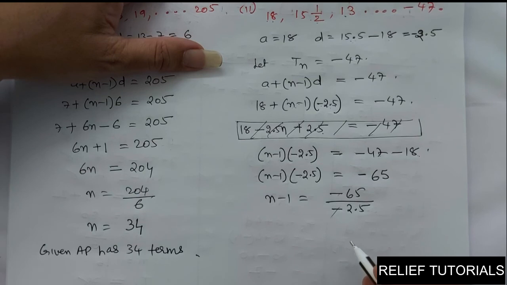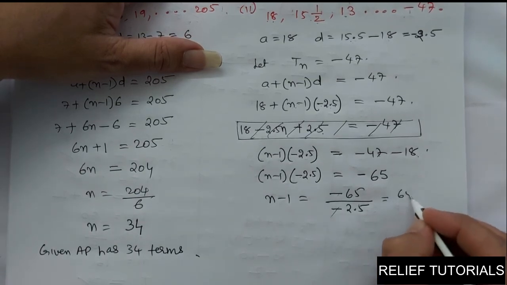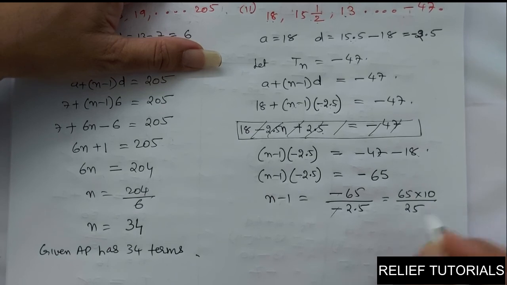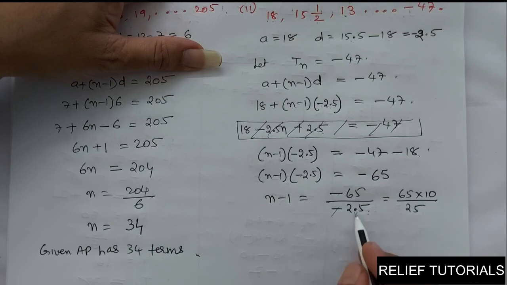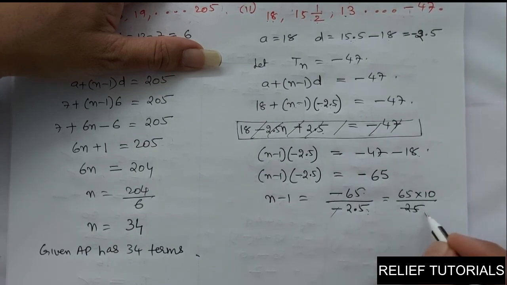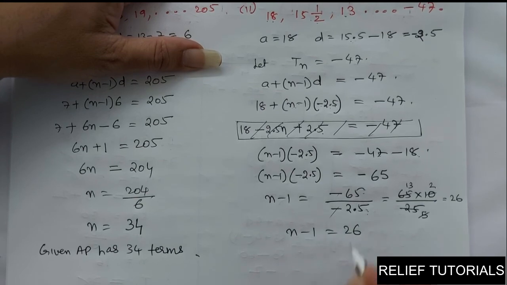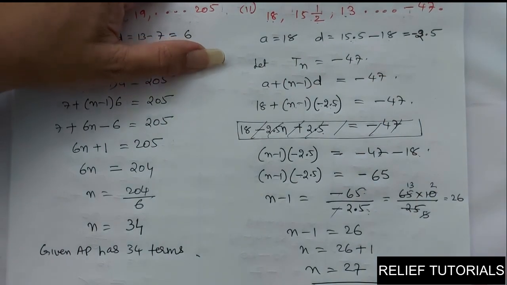So now 65 upon 2.5. So you can write here 65 into 10 upon 25, multiplying numerator and denominator by 10 in order to remove this decimal. Clear? So you want to remove this decimal, you have to multiply this with 10, so the numerator will also be multiplied by 10. So 5 fives are 25, 5 thirteens are 65, and 5 ones are 5, here 2 fives, so that will be 26. So here n minus 1 is equal to 26. So n is equal to 26 plus 1. So n is equal to 27. So there are 27 terms.